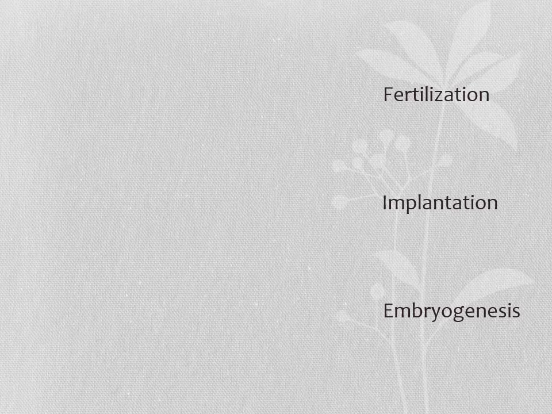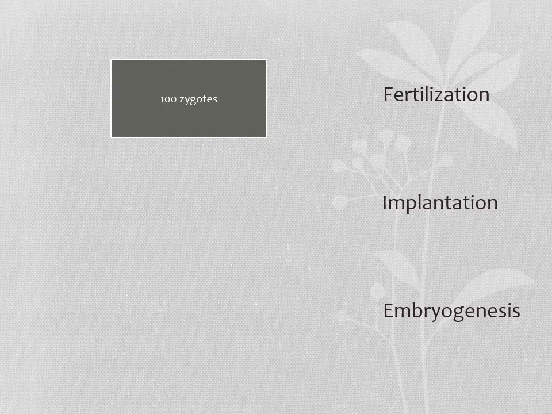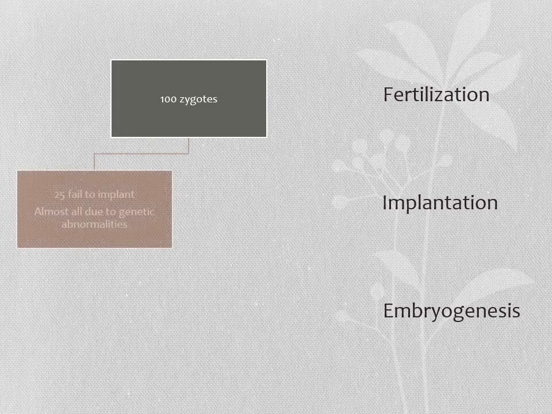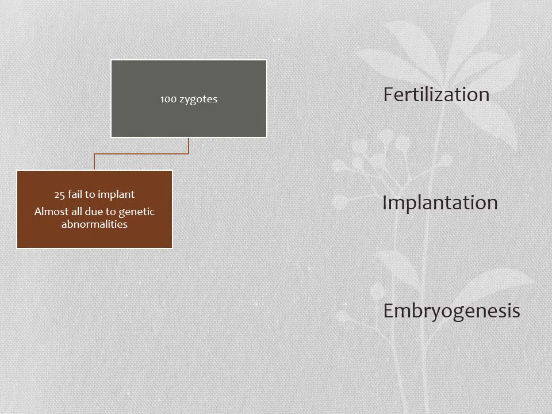So let's take a look at the numbers first of all. So fertilization, if we have 100 zygotes that are successfully fertilized, statistically 25% of those won't make it through implantation. In almost all of these cases, it's because there are genetic abnormalities. The chromosomes are just not correct, right? They just didn't have all the genes that they needed in the right combinations to make a future human being. So 25% of fertilized eggs won't even make it to implantation, won't even survive that first 7 to 10 days.